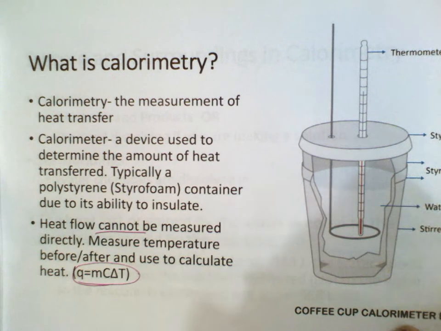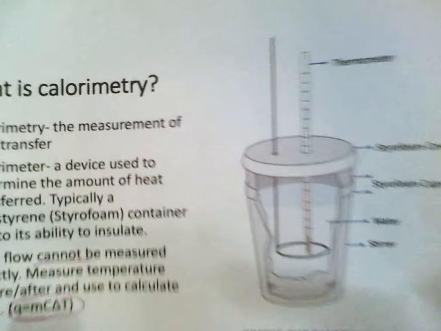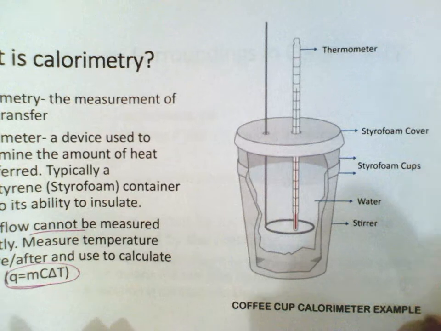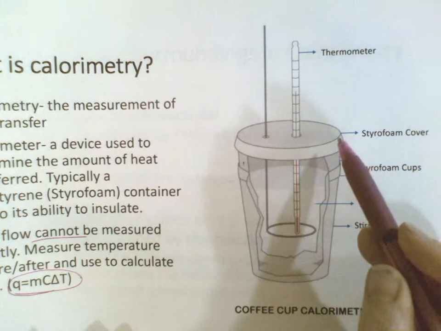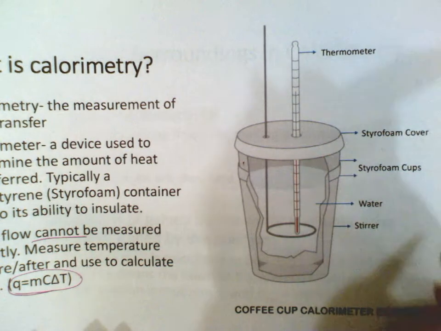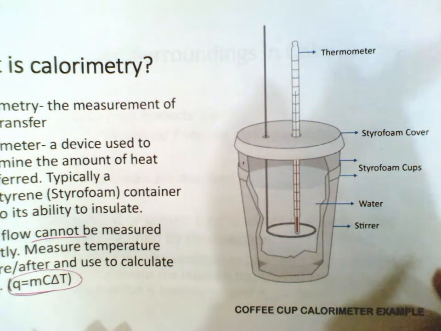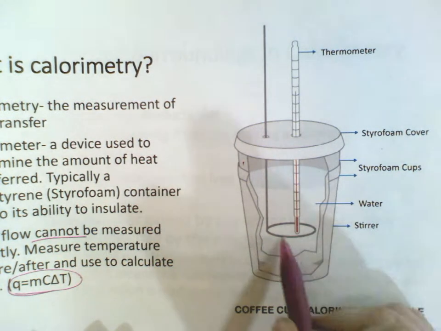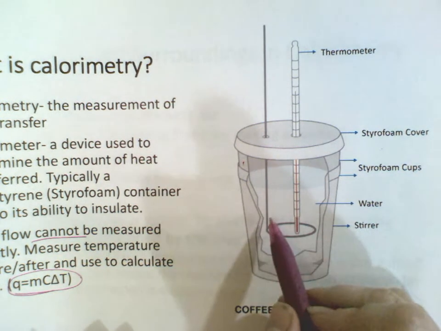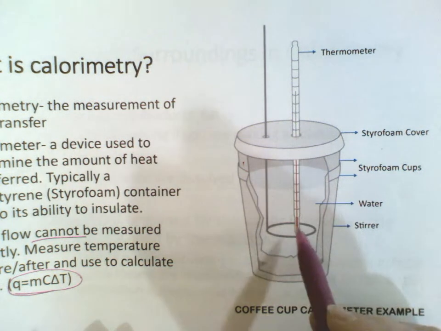So the equipment looks like this. So we have our styrofoam cup. We have a cover to keep all the heat in. We have water inside. We have some sort of stir. So that's what this part is. And then we have a thermometer.